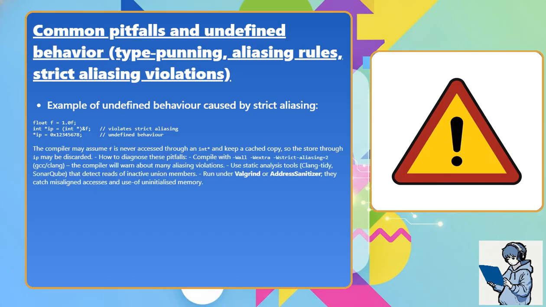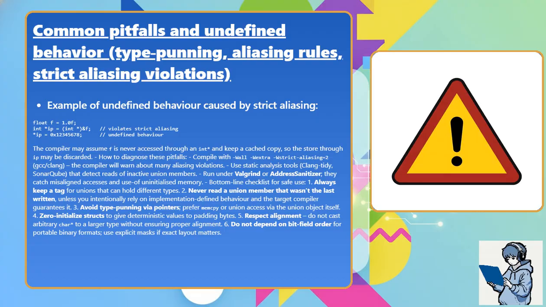How to diagnose these pitfalls. Compile with warning flags -Wall, -Wextra, and -Wstrict-aliasing=2 for GCC or Clang. The compiler will warn about many aliasing violations. Use static analysis tools such as Clang-Tidy or SonarQube that detect reads of inactive union members. Run under Valgrind or AddressSanitizer. They catch misaligned accesses and use of uninitialized memory.